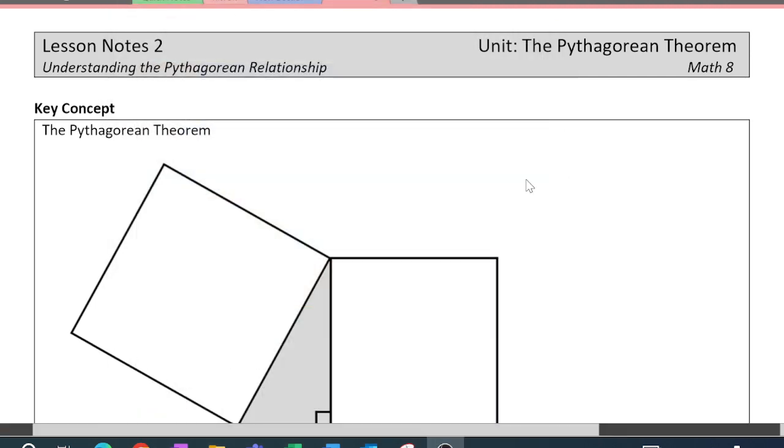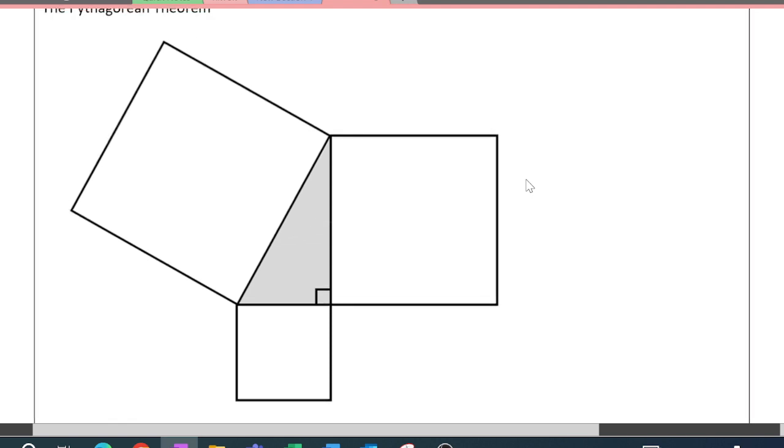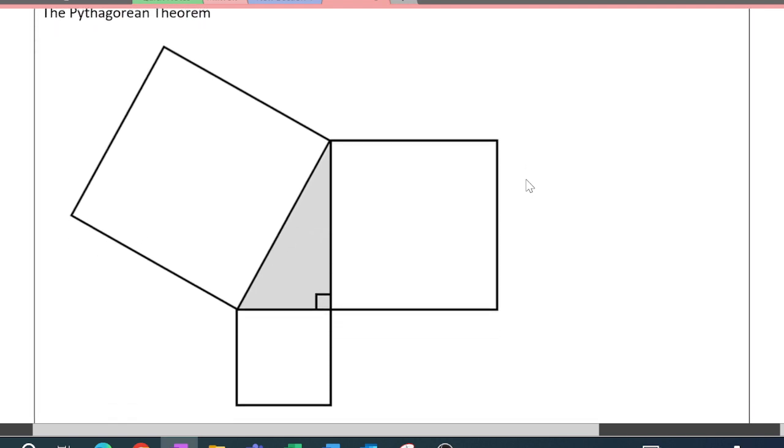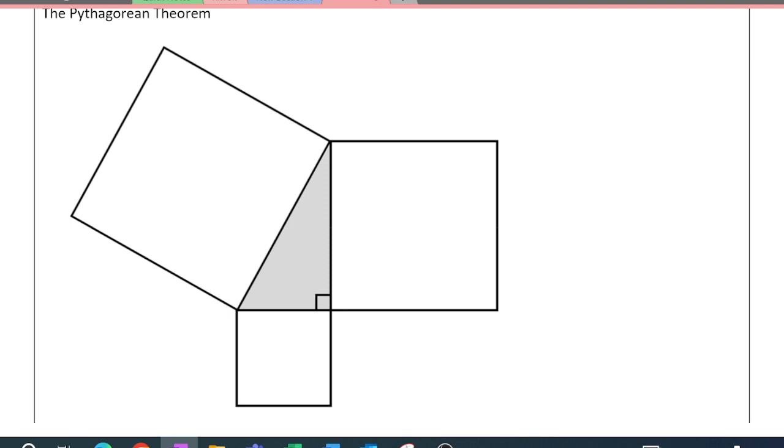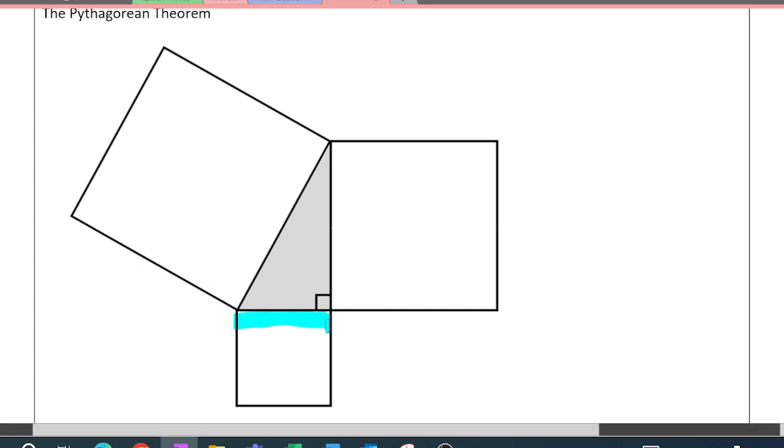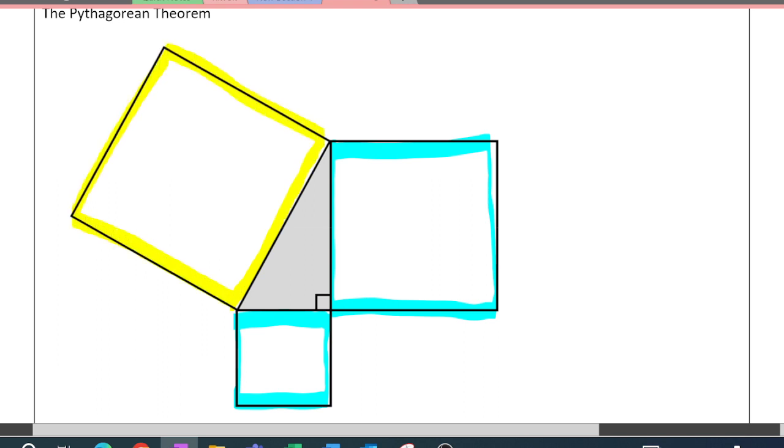I recommend, if you're taking notes today, it'd be good to have some highlighters with you so that you can label your triangles like I'm doing. So see, we have here a right triangle in the middle, just like we saw in the video. I'm going to label the 2 smaller squares in blue, and then the larger square in yellow. Okay, so a couple of terms to start off with here.